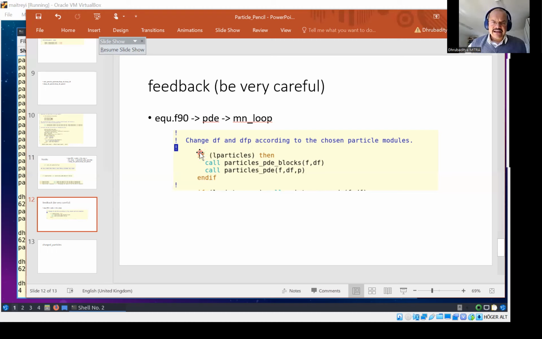So again in the PDEs, you will find these lines where you say particle PDE or particle PDE block. This is where the force in the PDE due to the particles is calculated. So that's that hook. Okay. So in the equation PDE, the usual loop, look inside the MN loop, you will find these few lines. Okay. That, I believe, is all.